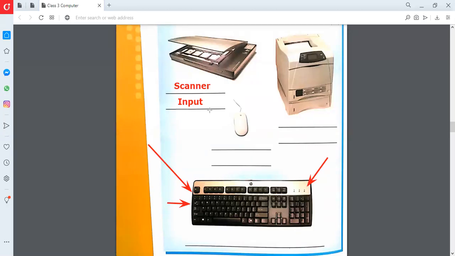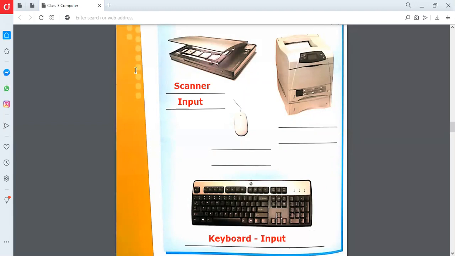So it's a keyboard and it's an input device, because with the help of it we can type the data and give the instructions. So it's a keyboard, and it's an input device.